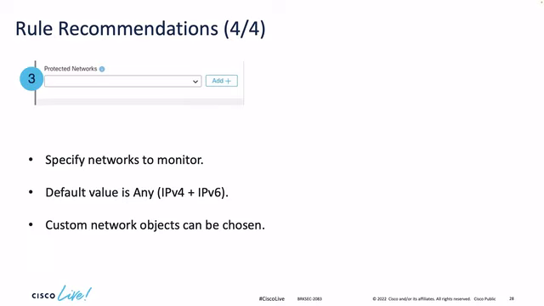In an ideal case, you would want custom network objects which include the networks and the servers that are hosted internally in your network to be part of this protected network. So when the protected network is configured with a specific subnet, the rule recommendations would be generated based on these specific subnets that we are monitoring as part of network discovery.